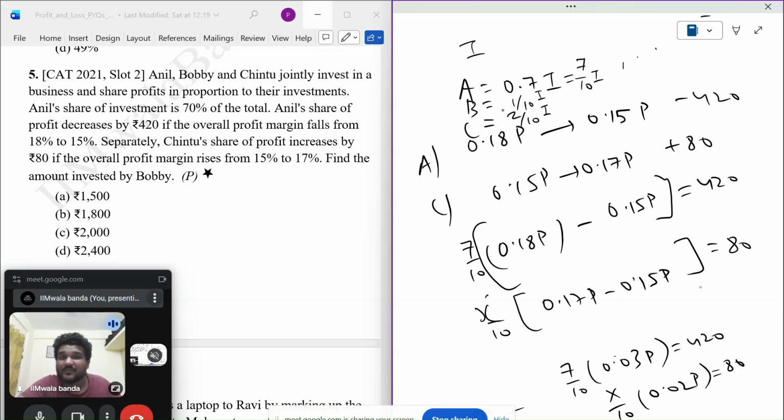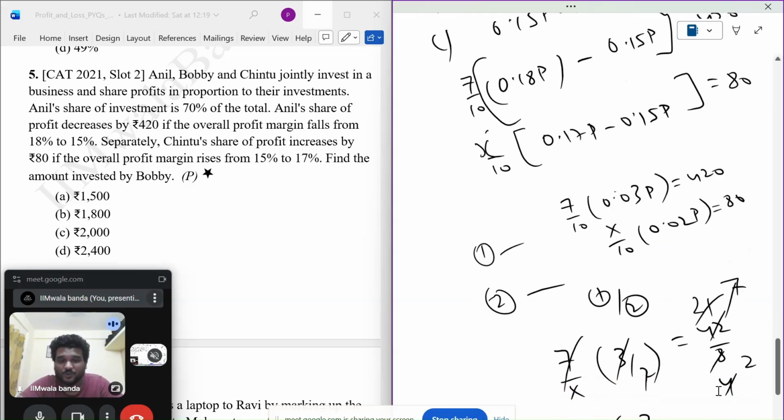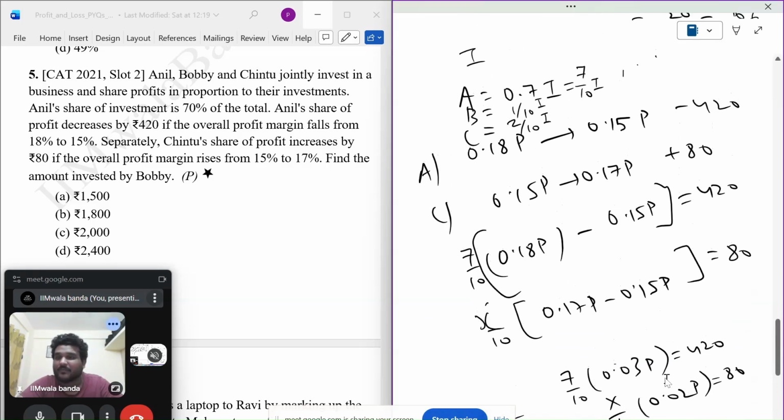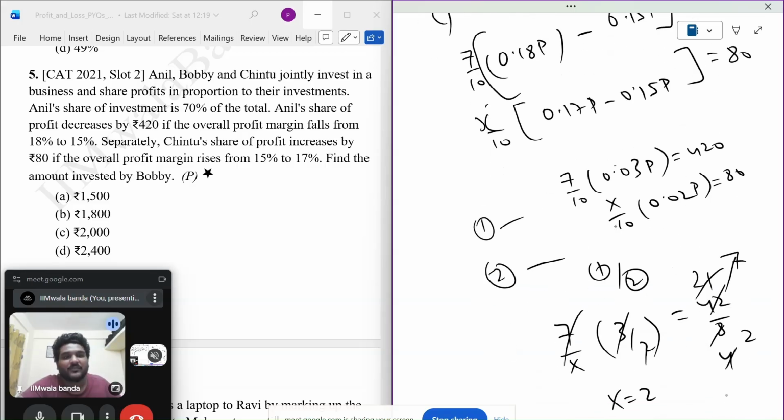So now what is the answer? The answer is not 2. X is 2, but that's not the answer. We want to find the amount invested by B. So the amount invested by B is I by 10. This is the answer, but we need to find I also now. Put X in any of these equations and you will get the profit. We have not got the answer yet. Put 800 upon X is 0.02, or this is 4 and 2 zeros more. So profit is 20k.